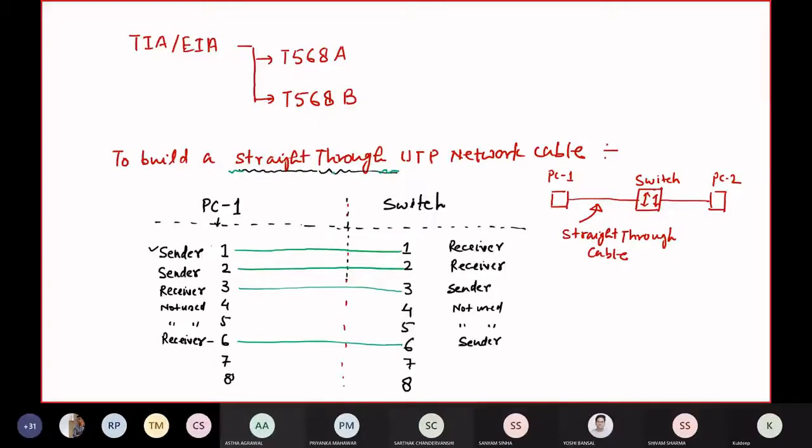Is it clear? Is it clear or not? Any doubt up to this point?